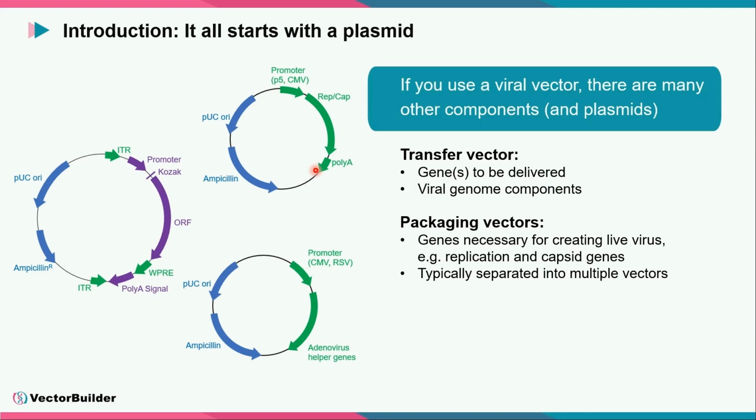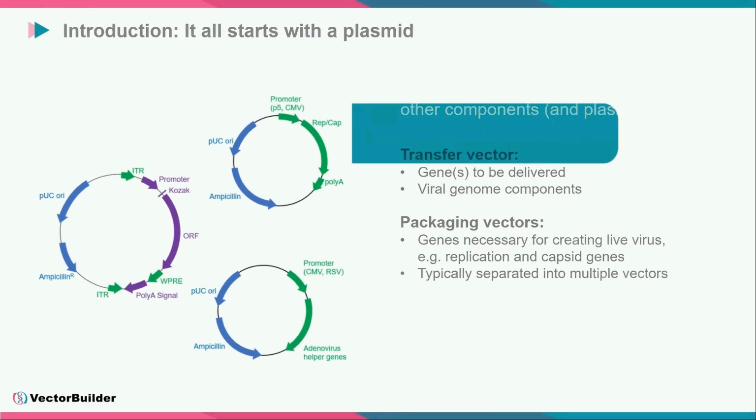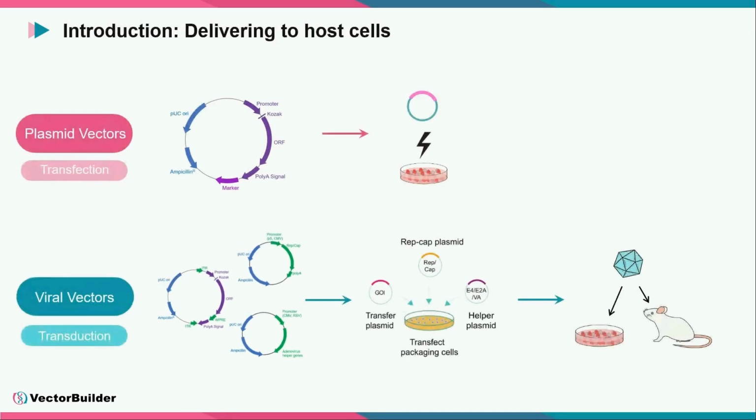Now, of note, these components are often separated over multiple vectors, and that can help to increase safety and ensure there's tight control over that viral production. So this right here is obviously a bit more complex than the regular plasmid we were just looking at, but the increased work on the front end can be really worth it. Now, while plasmids like this one right here are more simplistic in design and production usually, they and other non-viral vectors are just nucleic acids, so it's very difficult to get them across the cell membrane into our host cells.